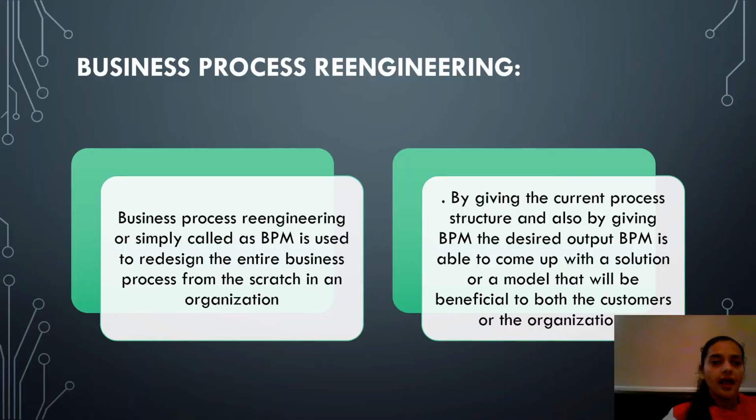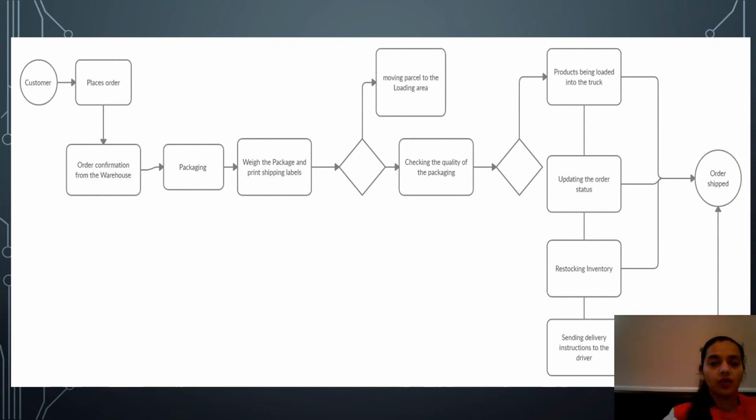And then business process re-engineering is a very important concept in any project, because it helps to modify the existing system and the ways to design the system. Then we can use the current process structure, and by giving the BPM and the desired output, we are able to come up with a solution or model that can be beneficial both for the customer and the organization. And we have roughly designed the BPM diagram. We still need some modification in this diagram.